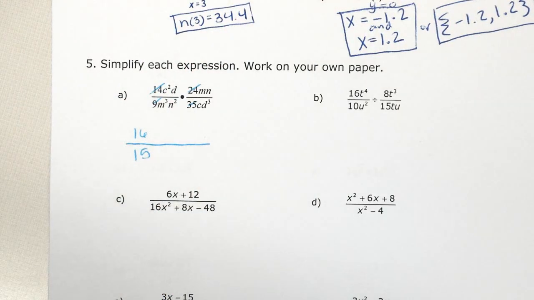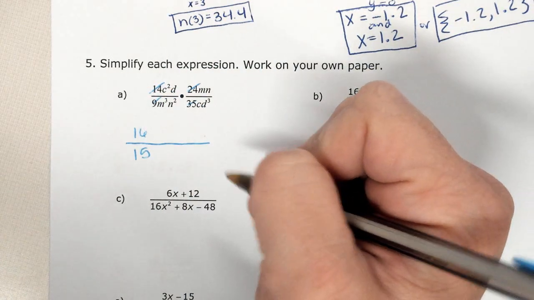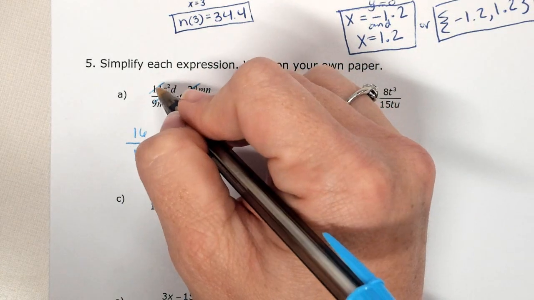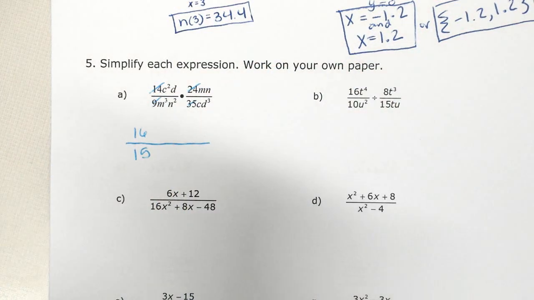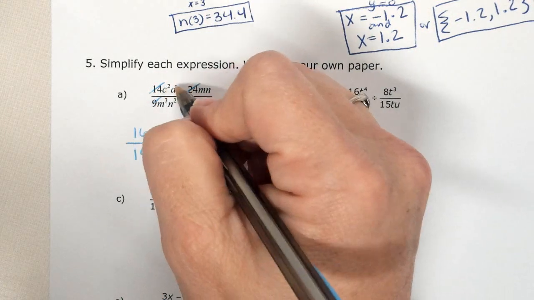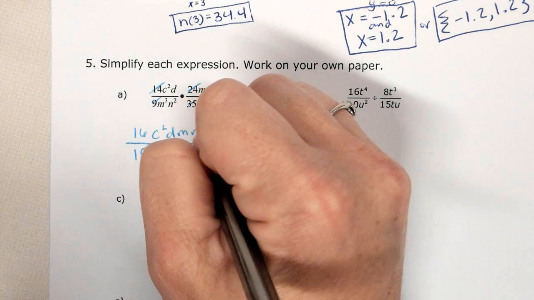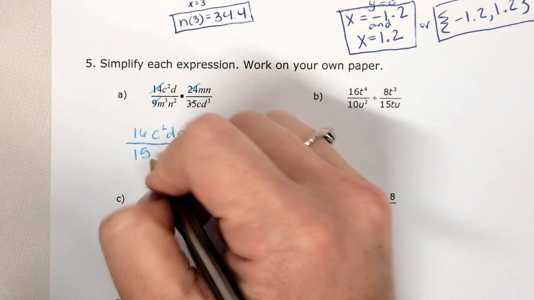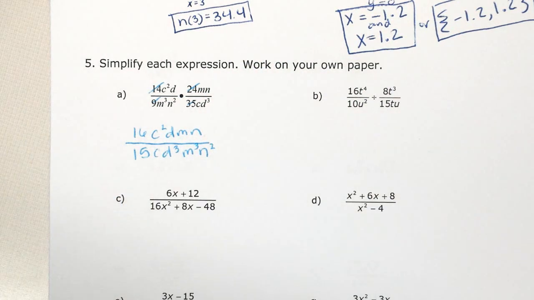Now I just have to worry about the letters. So I'm going to go ahead and combine them in alphabetical order. Because none of these letters on top match, you don't need to add your exponents. When they match, you add your exponents. But C, D, M, N are not the same. So C squared, D, M, N. And then I have C, D cubed, M cubed, N squared. And now I'm going to simplify again.